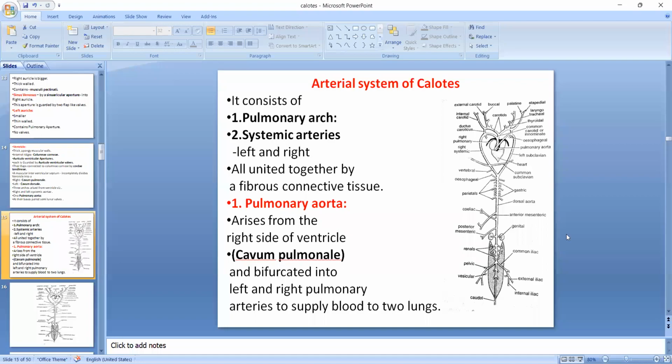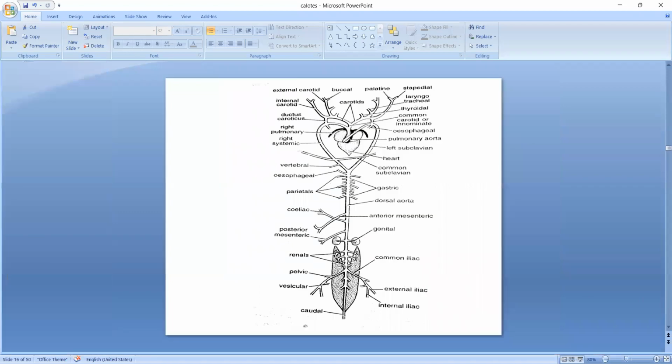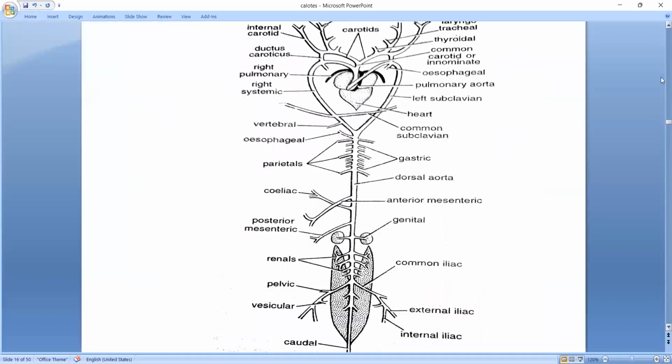See, here, so this is the diagram showing the arterial system of Calotes.